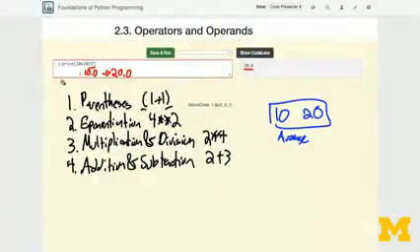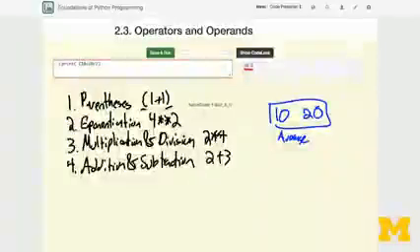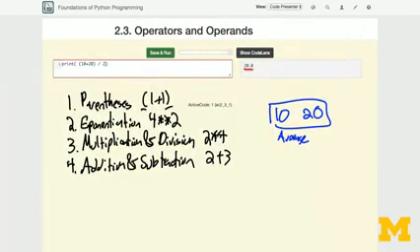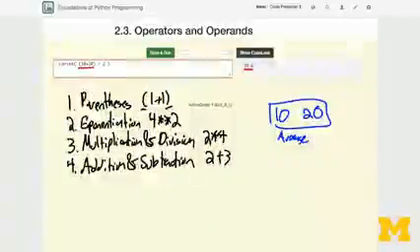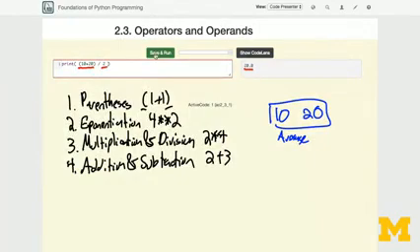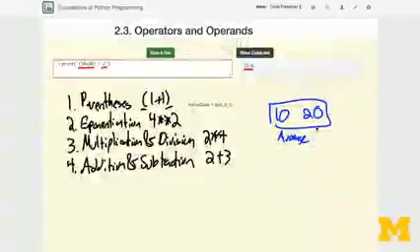If instead we wanted to first add 10 and 20 and then divide by 2, then we could add parentheses around 10 and 20. So I would say print 10 plus 20 in parentheses, divided by 2. And now what Python is going to do is first add 10 plus 20 to get 30 and divide by 2 to get 15.0. And you can see that now we're correctly getting the average of 10 and 20.